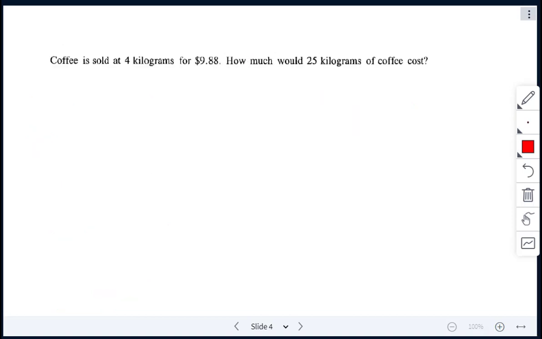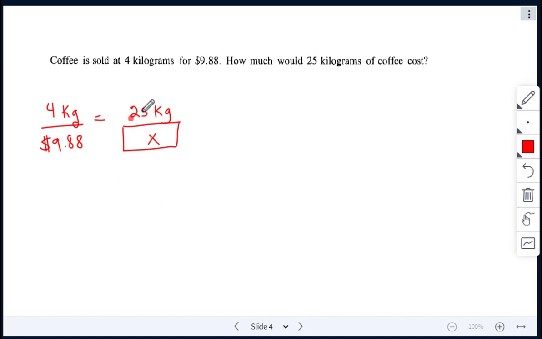Right, so coffee is sold at 4 kilograms for $9.88. How much would 25 kilograms of coffee cost? All right, so we'll set up our ratio. So 4 kilograms costs $9.88. 25 kilograms is what we're trying to solve for. So just put X, or you can even put a box. So that's the one we're trying to figure out.